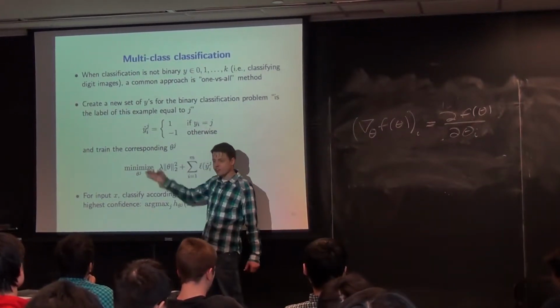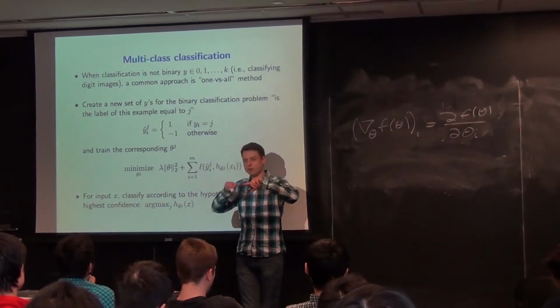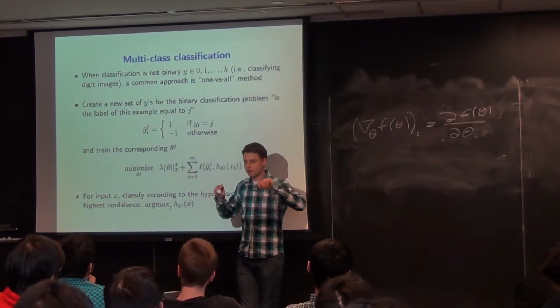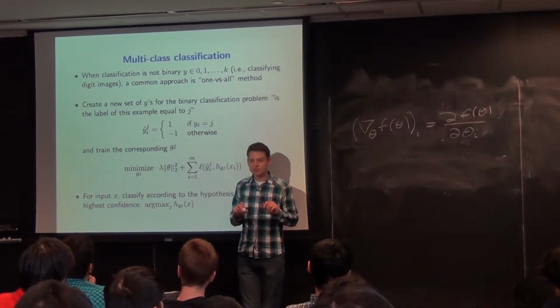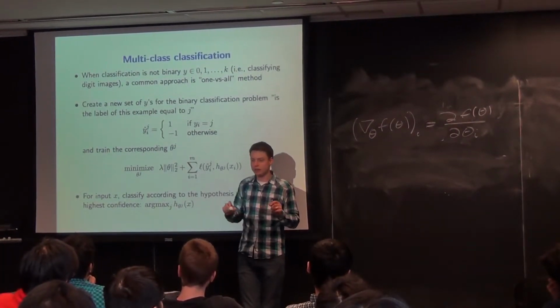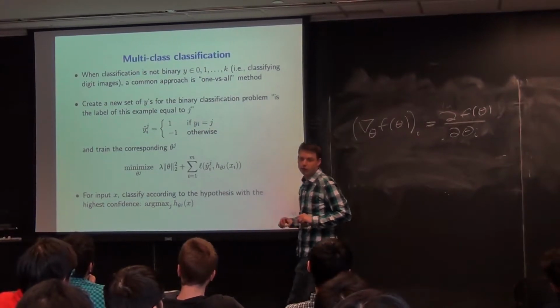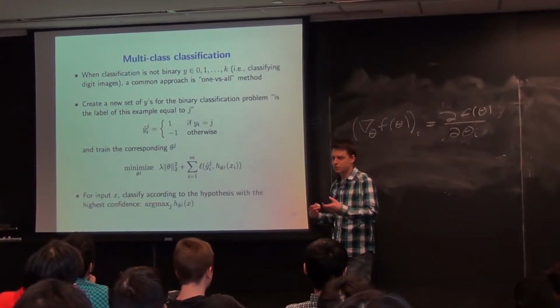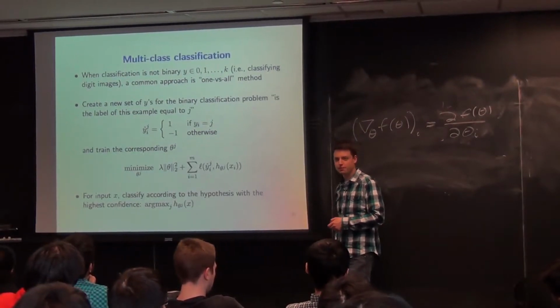There are some variations, like building tasks for each pair of labels and doing all k choose 2 of those. But those are a little fancier. They perform better sometimes, sometimes not. We're just going to think about this.